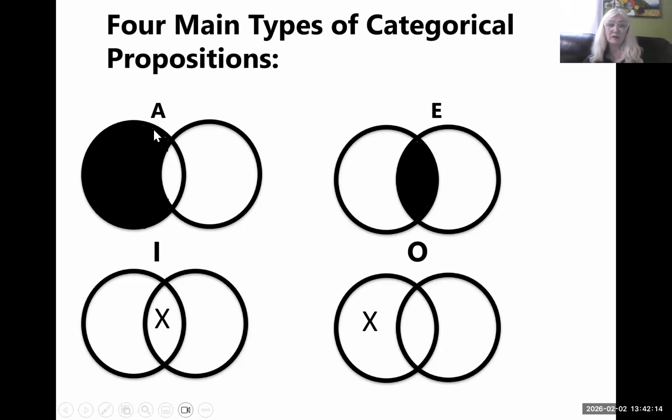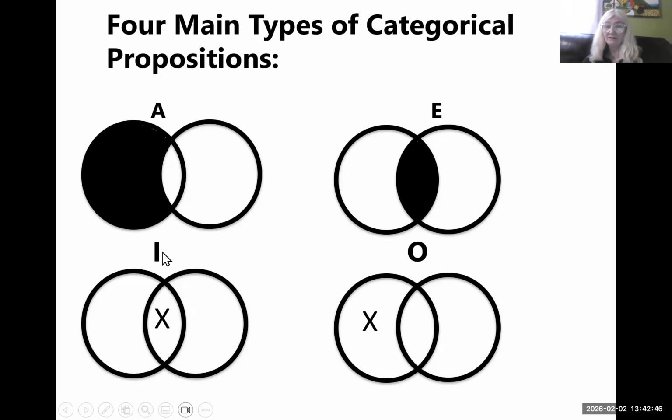So in this case, we would shade in all of area 1, so that if anything exists, it would have to exist both in the subject class and the predicate class, or just the predicate class. For E here, we would shade in the overlap area 2. Okay, so areas 1 and 3 would be empty. This is saying nothing can exist in that overlap between the subject and the predicate.